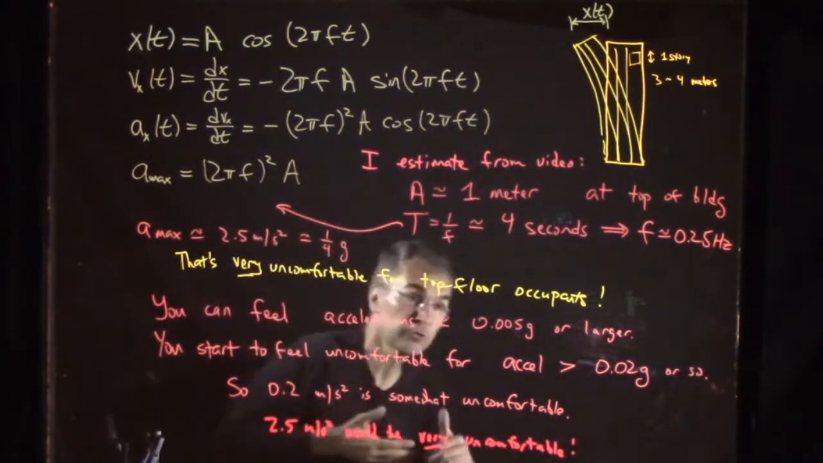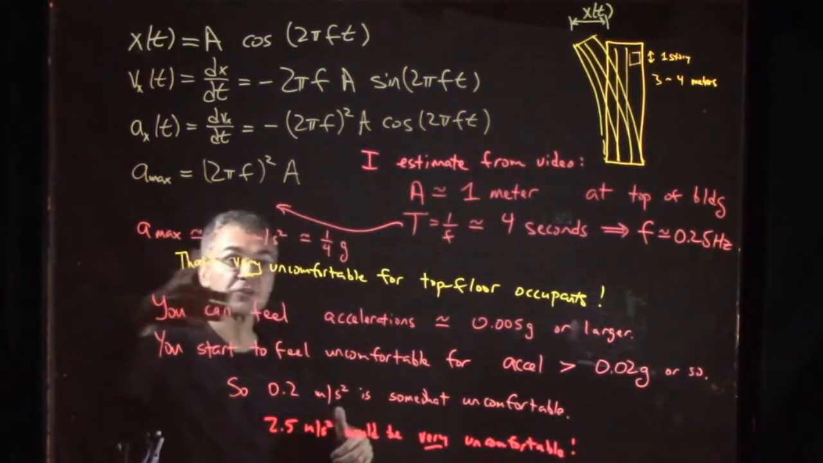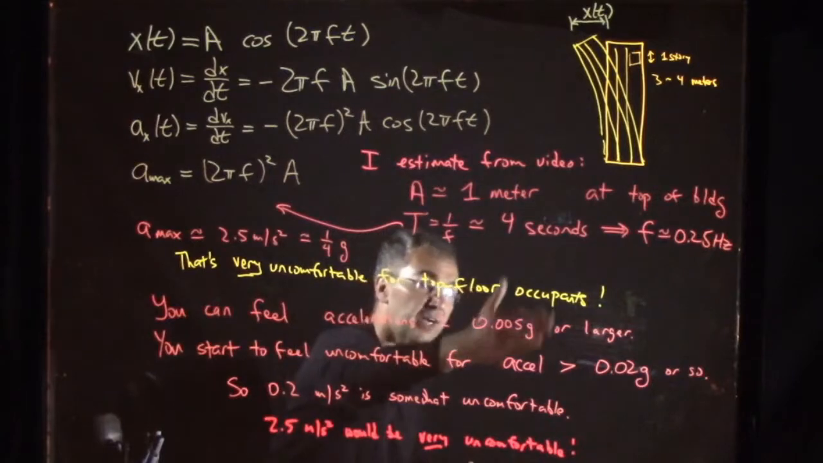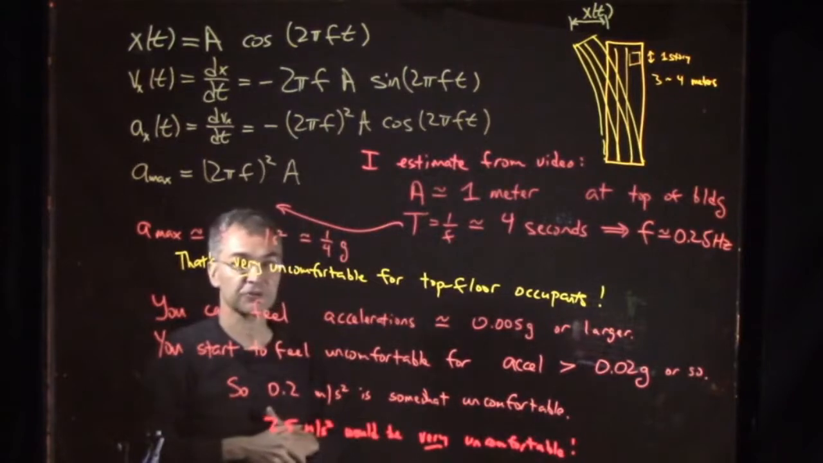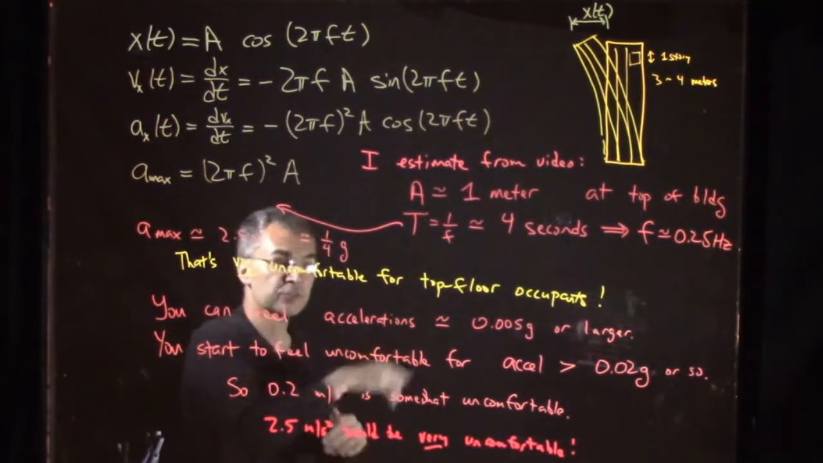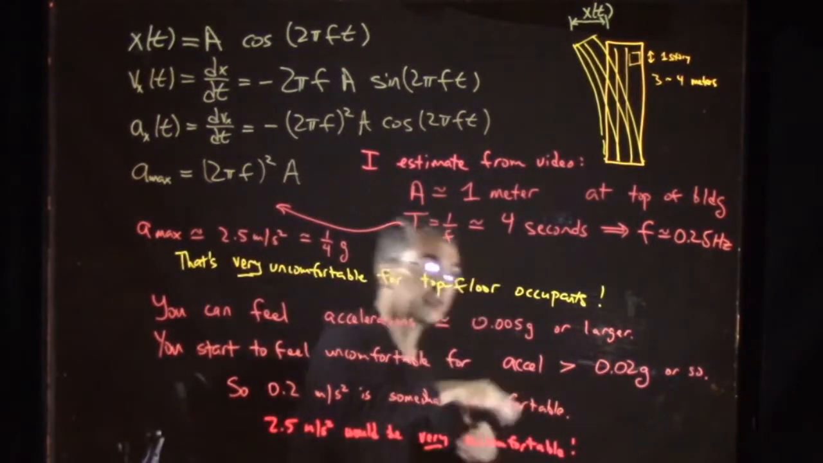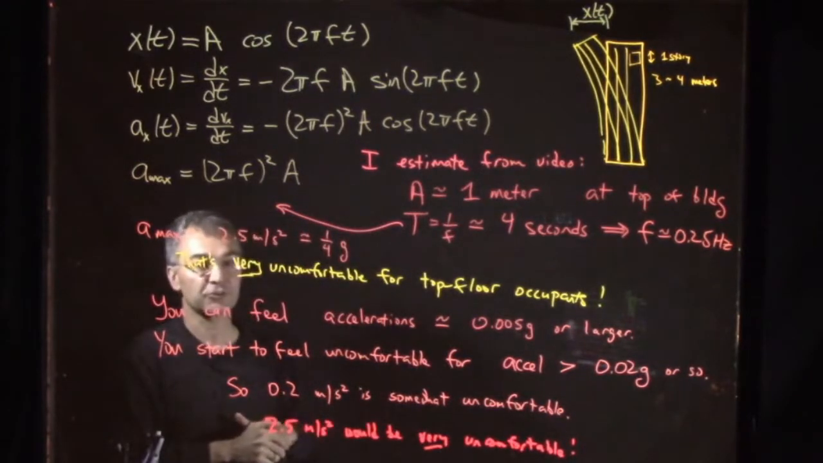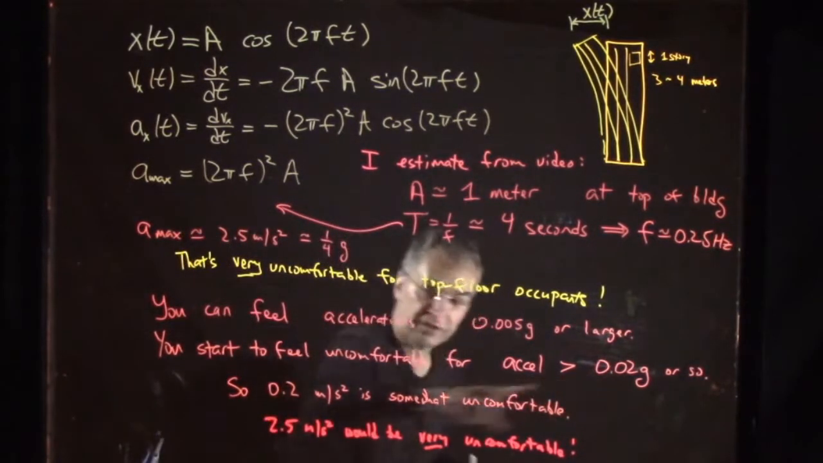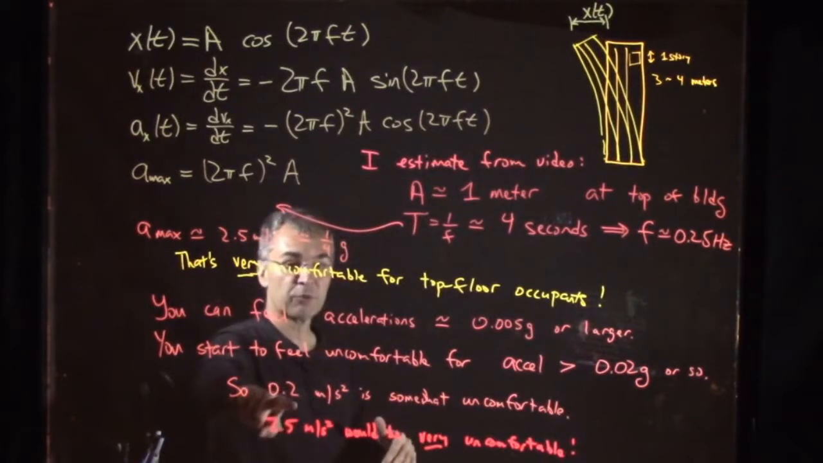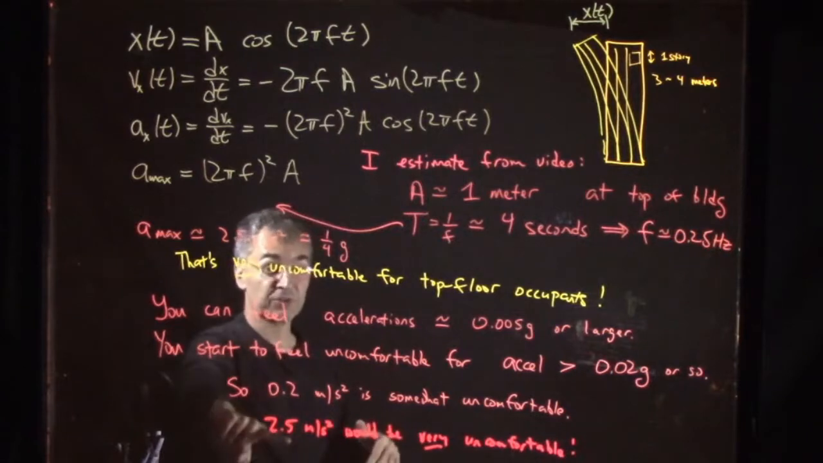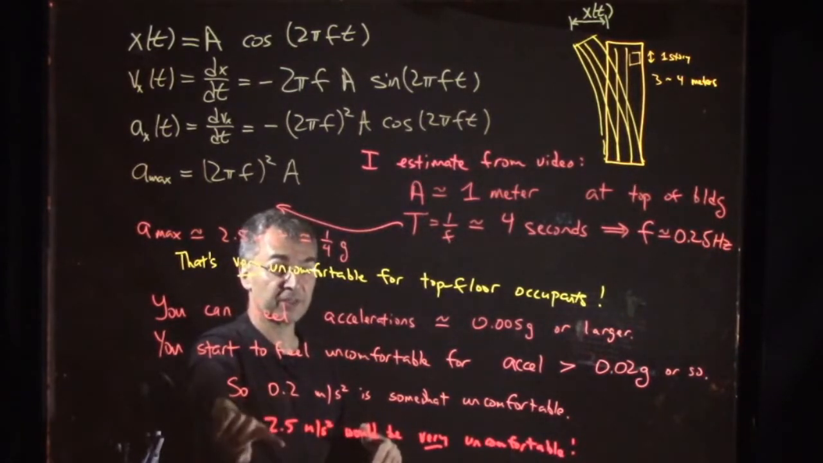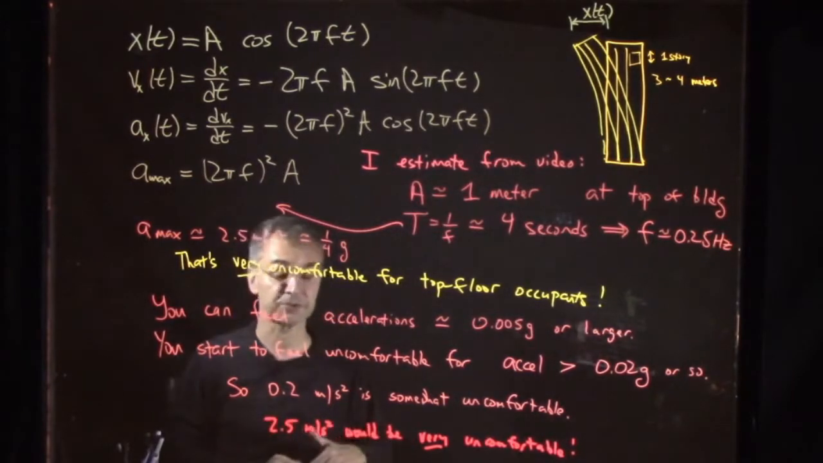So I looked up some numbers. You can just barely feel accelerations that are about 0.005 g or larger, like a 200th of a g or larger. And then you start to feel a little uncomfortable for accelerations bigger than about 0.02 g or so, 2% of a g. So 0.02 g is 0.2 meters per second squared, and that starts to feel somewhat uncomfortable. This is 2.5 meters per second squared, more than 10 times that threshold. So I would say this would be very uncomfortable for the building occupants.